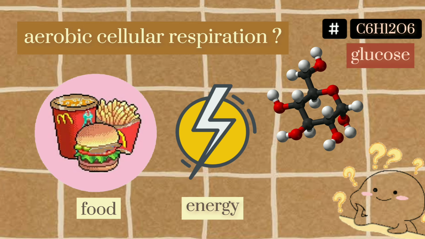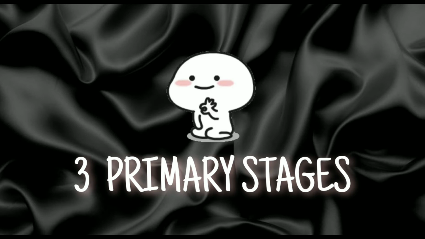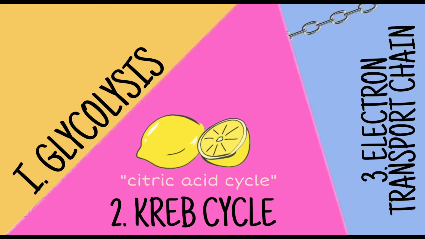Cellular respiration involves 3 major steps, and remember that during cellular respiration, organisms break down nutrients in order to produce energy in the form of ATP. Let's take a closer look to see how this happens. Cellular respiration consists of 3 primary stages. These are glycolysis, the Krebs or citric acid cycle, and the electron transport chain.